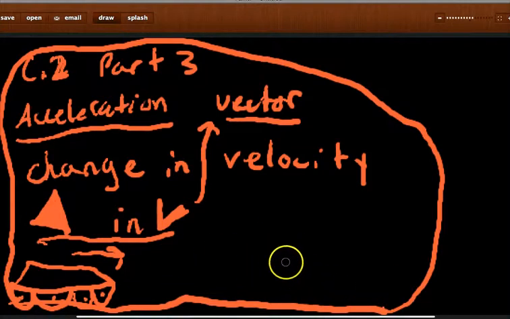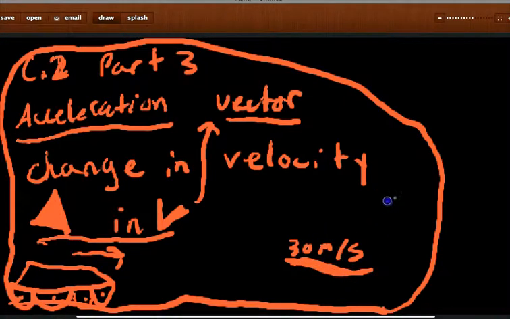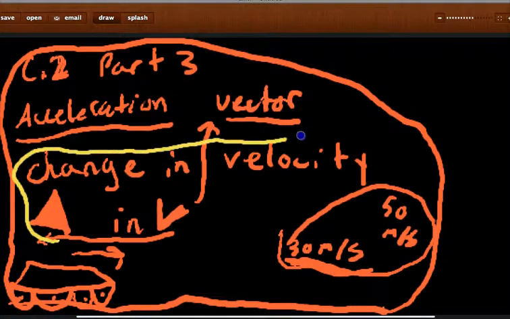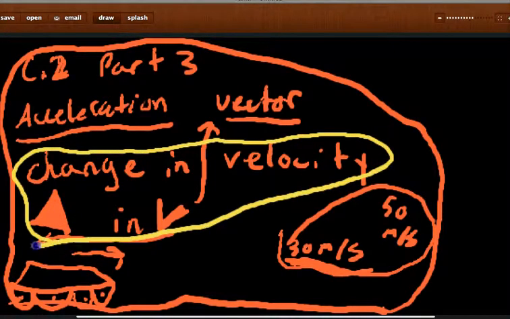So acceleration measures how fast it goes from 30 meters per second to like 50 meters per second. That's what you want to look at when you see acceleration: change in velocity. Let me emphasize that. Change in velocity. That's the key aspect of acceleration.